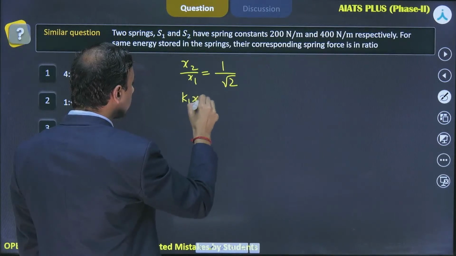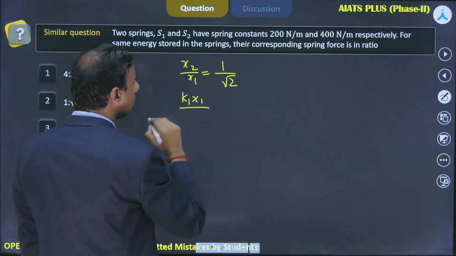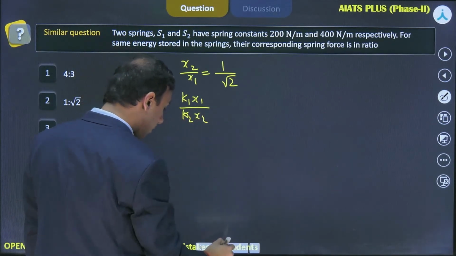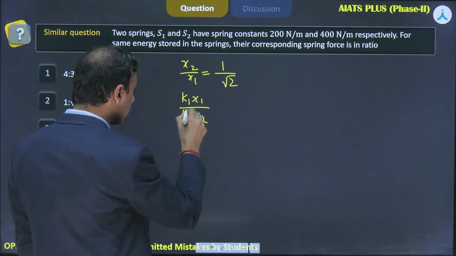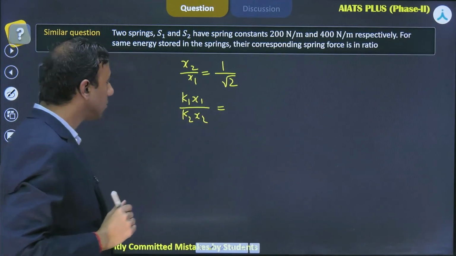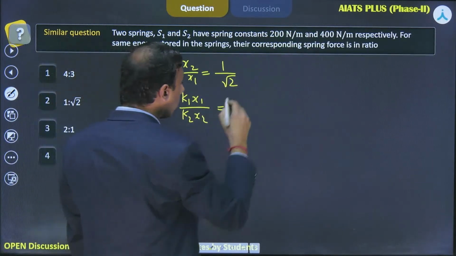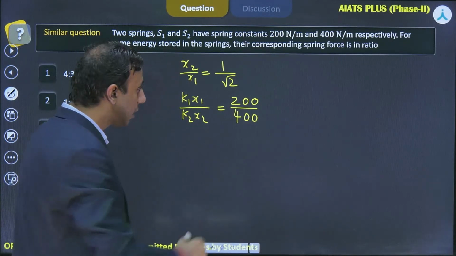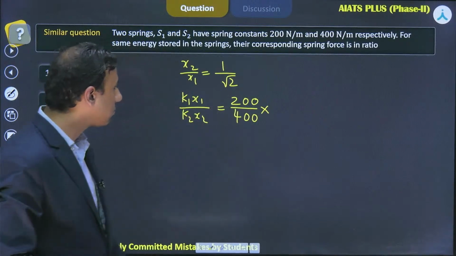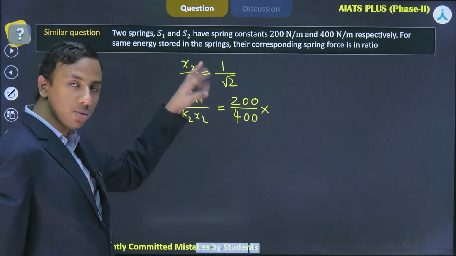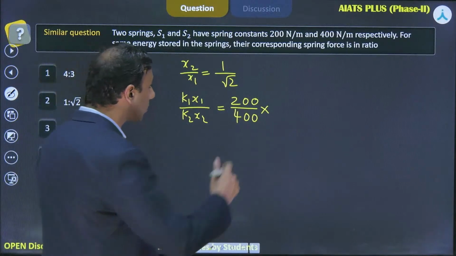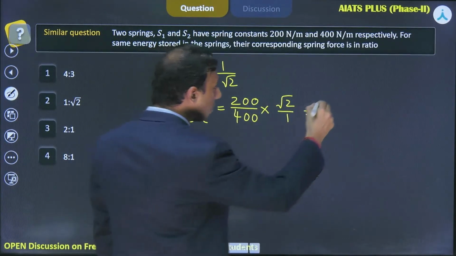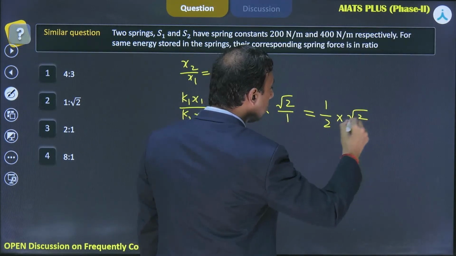So K1 by K2, right? So 200 by 400. Let me write the values as well, all right? 200 by 400 into x1 by x2, right? Because remember, x2 by x1 we have found out. x1 by x2 will be what? Root 2 by 1, isn't it? So x1 by x2 I'm directly writing root 2 by 1, all right? So this becomes 1 by 2 into root 2 by 1.